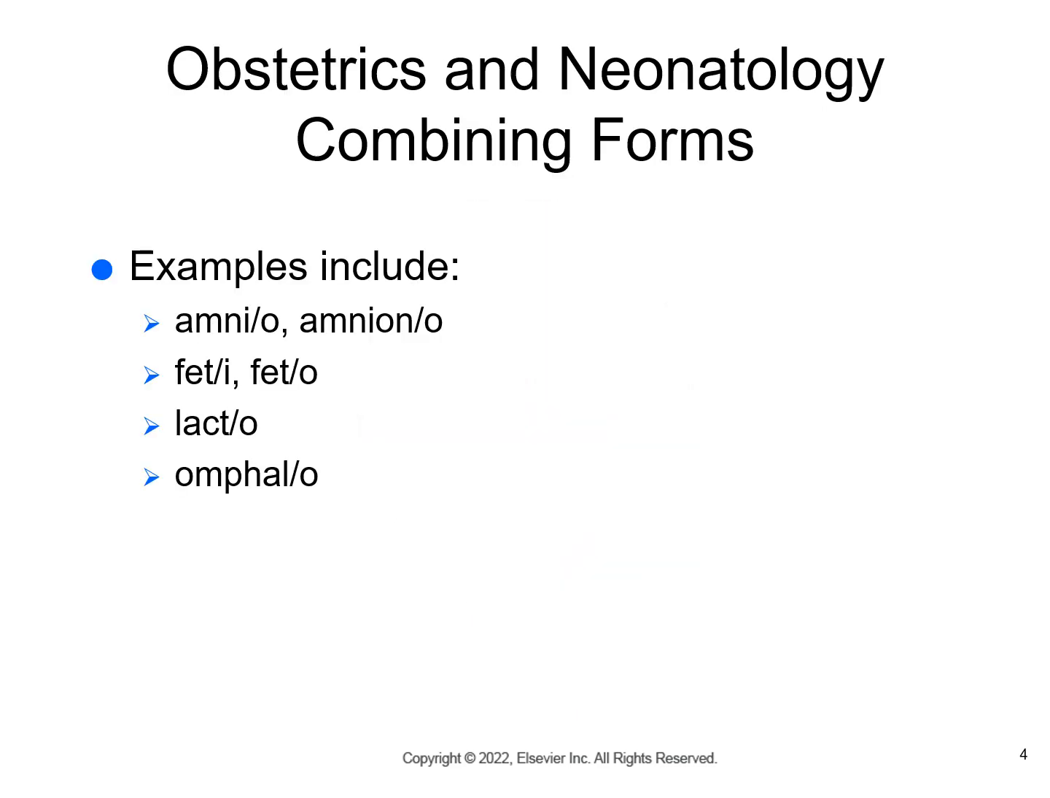Here are some examples of combining forms that are used in obstetrics and neonatology. So amnio or amnio refers to amniotic fluid, which is the fluid that surrounds the fetus in utero. Feti or feto both relate to the fetus. So notice that you can use the I or the O, depending on the term, as the combining vowel. Lacto refers to milk production, and omphalo refers to the umbilicus or the navel.